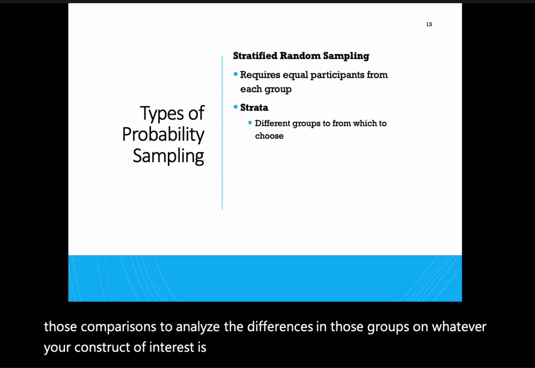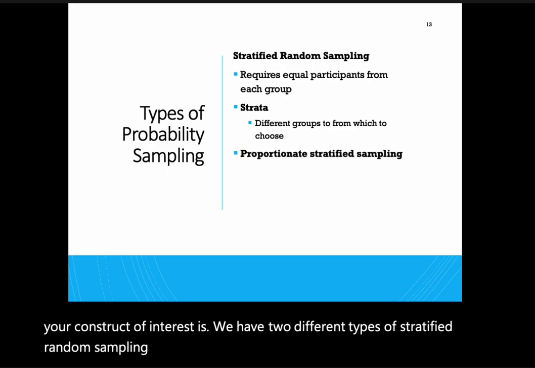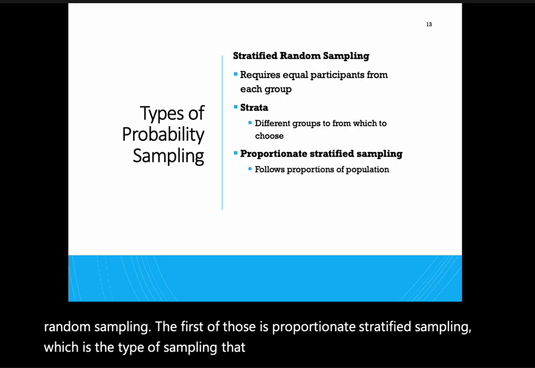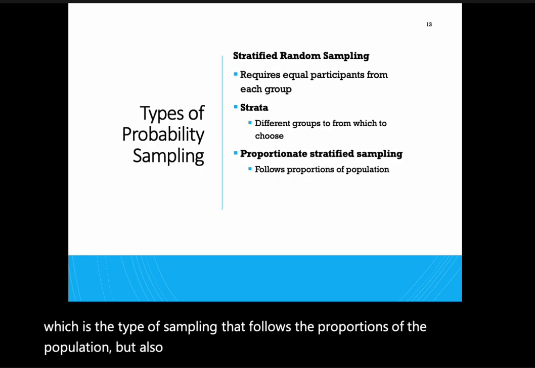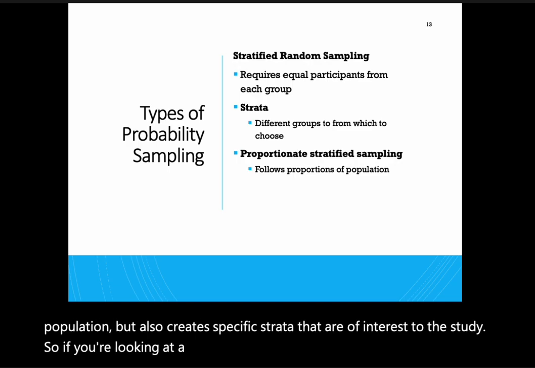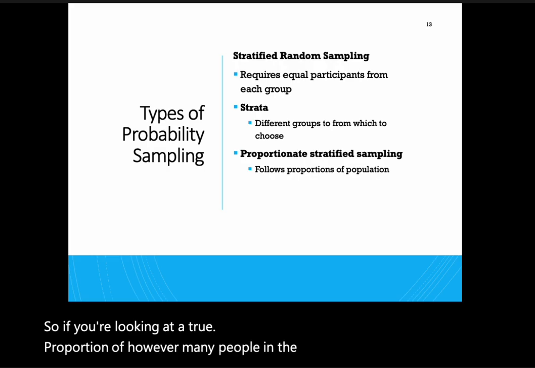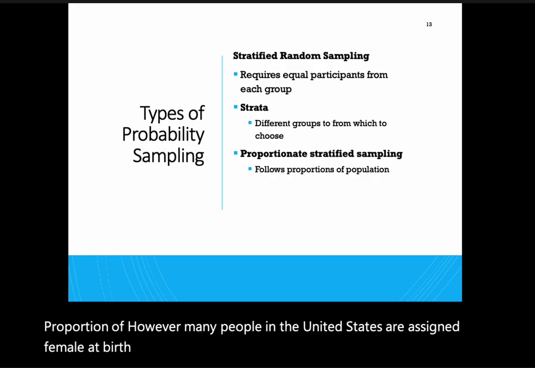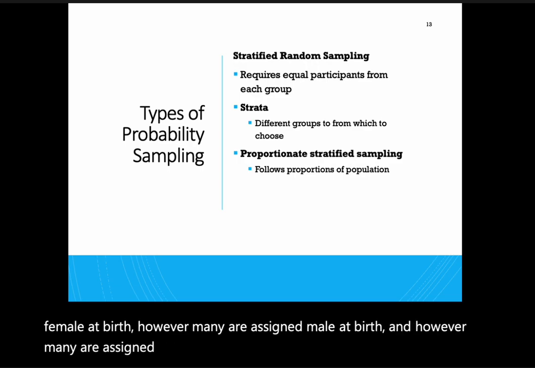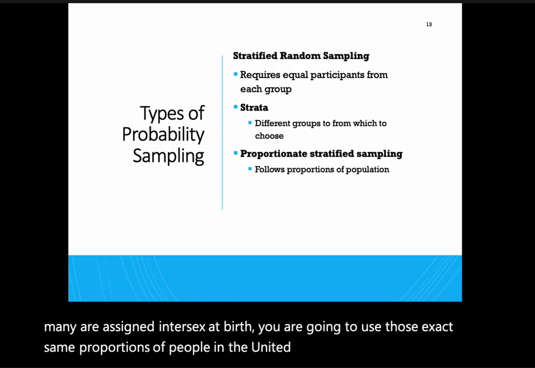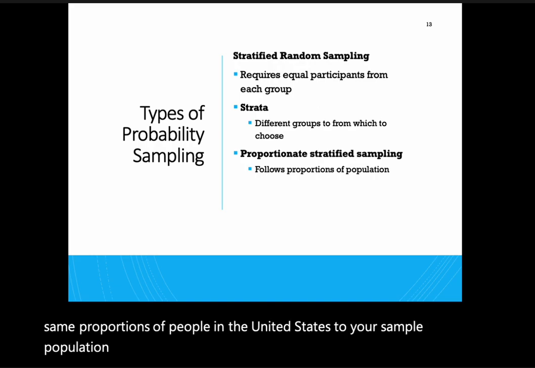We have two different types of stratified random sampling. The first of those is proportionate stratified sampling, which is the type of sampling that follows the proportions of the population, but also creates specific strata that are of interest to the study. So if you're looking at a true proportion of however many people in the United States are assigned female at birth, however many are assigned male at birth, and however many are assigned intersex at birth, you are going to use those exact same proportions of people in the United States in your sample of participants, so that you have the exact same proportions.